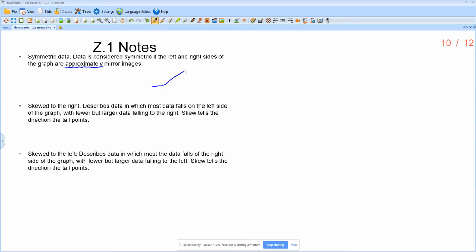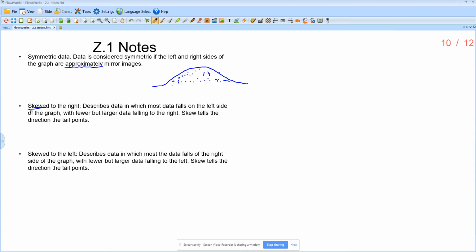So you're talking about something that looks like this, where most of your data is over here, there in the center, and you have roughly the same amount of data on the left as you do on the right. Again, it doesn't have to be exactly the same amount. Skew to the right describes data in which most data falls on the left side of the graph, with fewer but larger data values falling to the right.